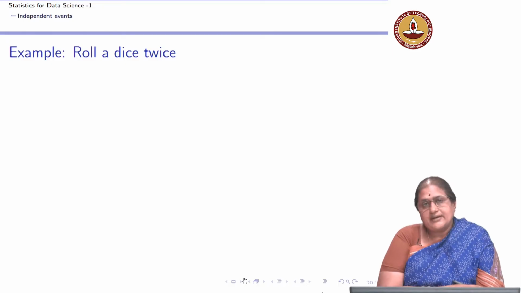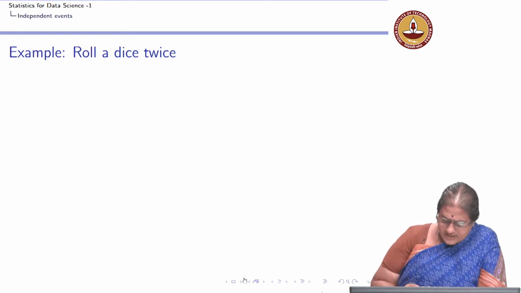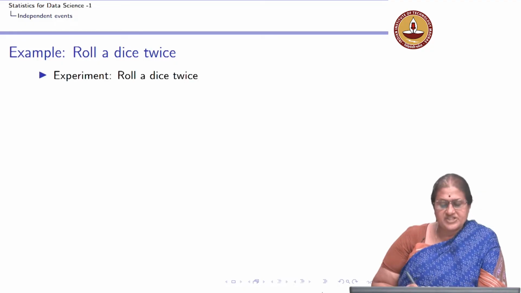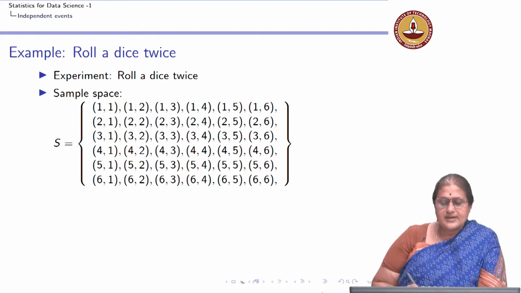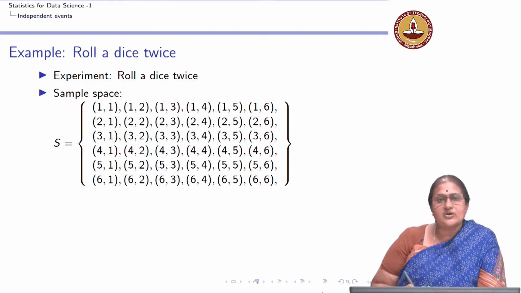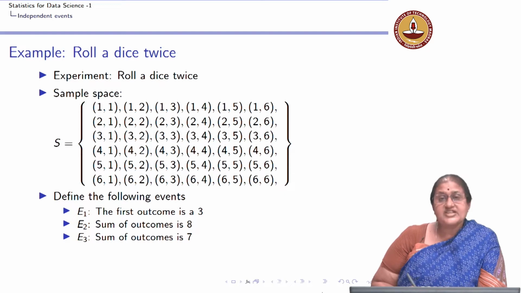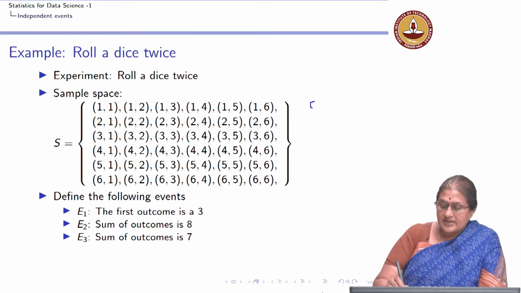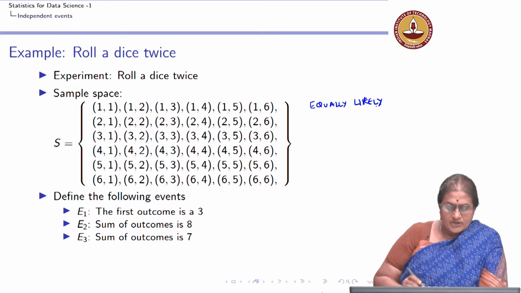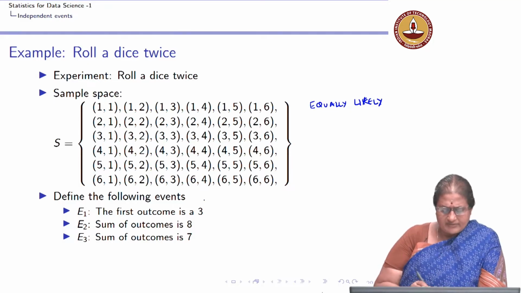Let us look at an example. We have already established the sample space of the experiment of rolling a dice twice. We know that the sample space has 36 outcomes, and these are the 36 outcomes that are listed in the sample space. Each one of them is equally likely. That is another assumption we have, and we also know it is a good assumption. So, now let us define 3 events.